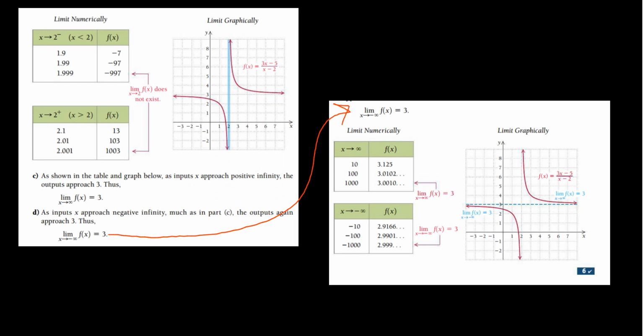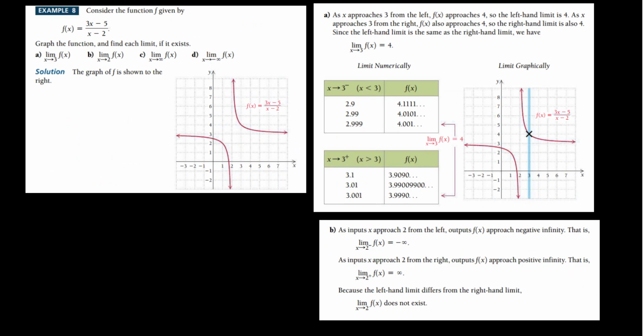Okay. All right. So, example 8, we're going to consider the function f given by f of x equal to 3x minus 5 over x minus 2. So this wants us to graph the function and find each limit if it exists. So we need to find the limit as x approaches 3. Okay, so it says graph the function, find each limit. So look at the graph here. Okay, here's the graph.